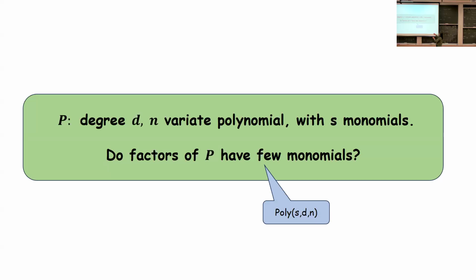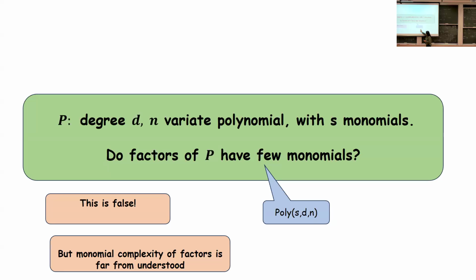And by sparse, perhaps one could hope to say that if P has few monomials, perhaps the factors have only polynomially larger monomials. Could one hope to say this? And it turns out that this is false. One can find polynomials, and on the next slide, I'll show you an example of a polynomial which has some number of monomials, but the factors have super polynomially many monomials compared to what P has.